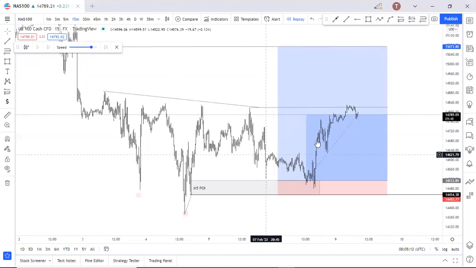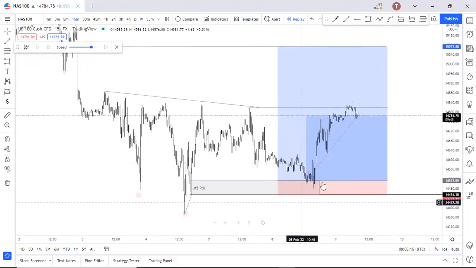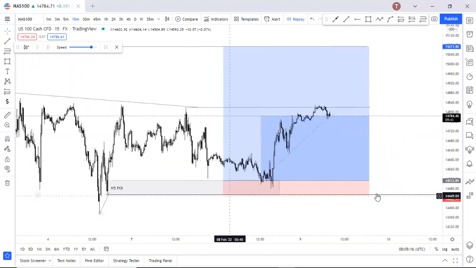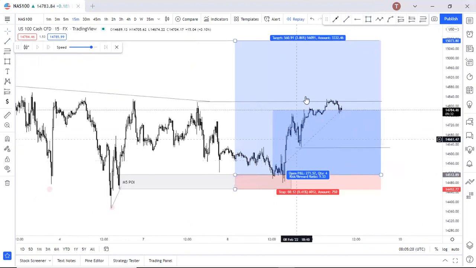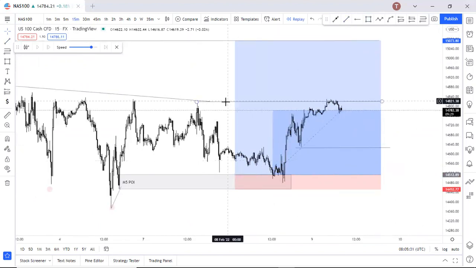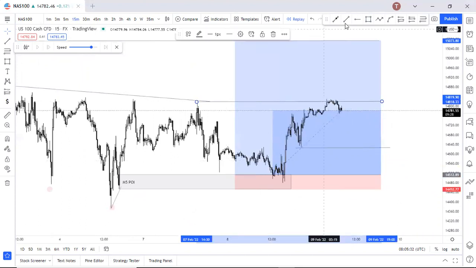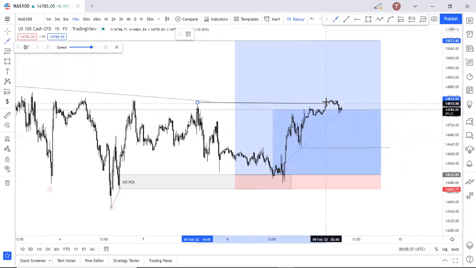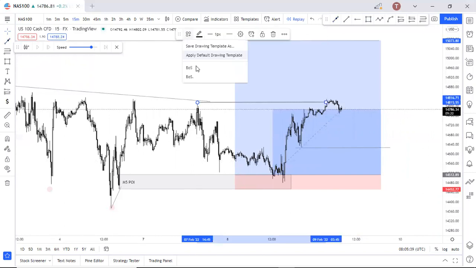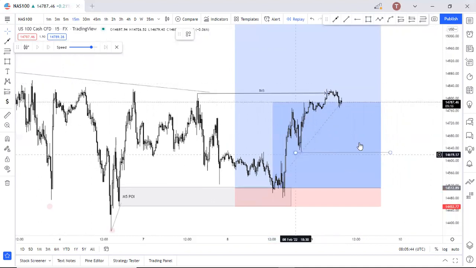Also, for the remaining position, I already moved my stop loss to this new higher low right here, because as we can see, the market already broke above this last high being created here. We already have a break of structure above this zone, so I decided to move my stop loss there.